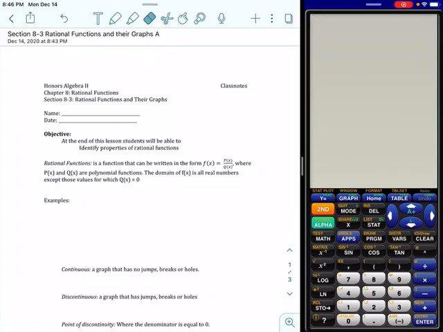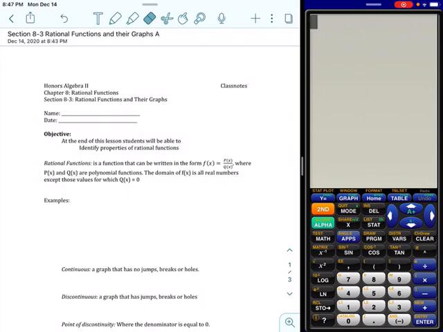Hi everyone. So today we're going to work on identifying some of the properties of rational functions. Now keep in mind, rational functions, and sometimes you'll hear me say reciprocal functions, basically mean that the variable is in the bottom of the fraction, like 1 over x. And these are just variations of that. So let's define what a rational function is.